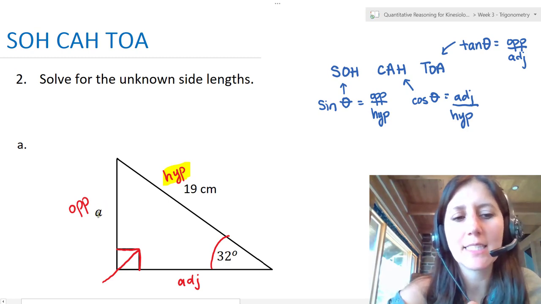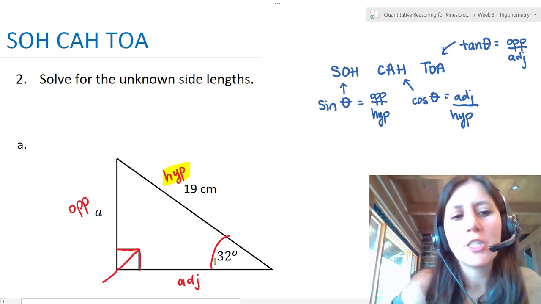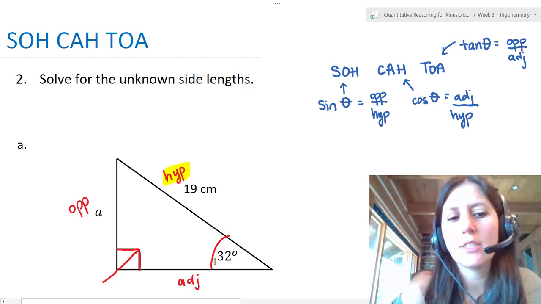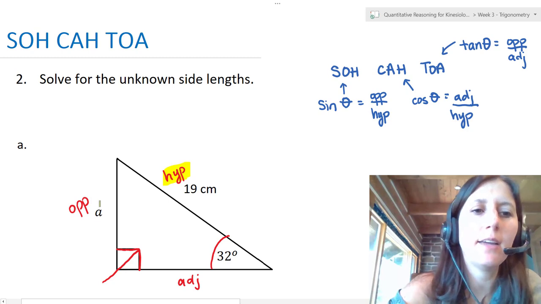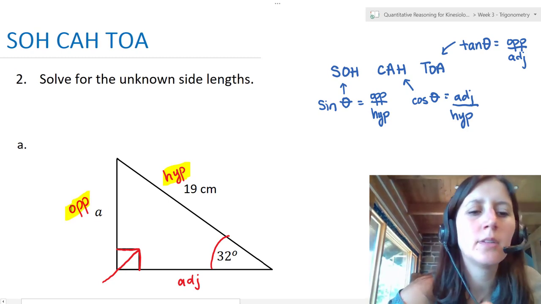That's the one it's asking me to find. The other side length, the one on the bottom labeled as adjacent, has not been asked for at all. The question's not asking me to find it. It's only asking me to find side A. So if I'm looking for side A, that would be my opposite.